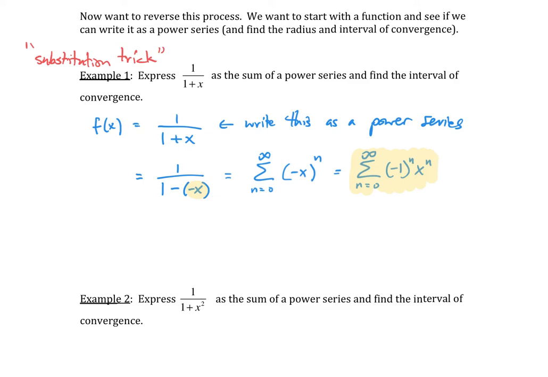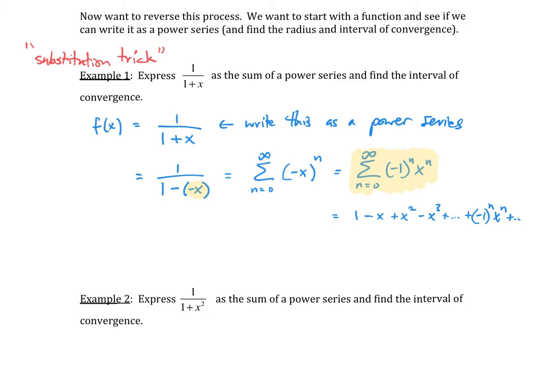And I was going to make some comments. So I guess the first thing I could say is that we could write out what the terms of this series look like. So it's going to be 1, then minus x, then plus x squared, then minus x cubed, and so on and so forth. And the general term was negative 1 to the n, x to the n, and it goes on forever.